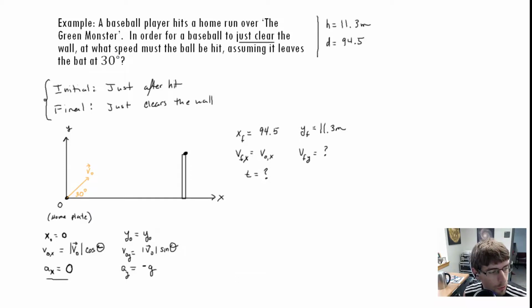So let's go through here, and I'll underline it in this wonderful pink. Let's go through and underline the things that we don't know. We don't know the final speed in the y direction, the time of flight, or the initial speed. So I'll underline that just to keep us aware of what we don't really know.